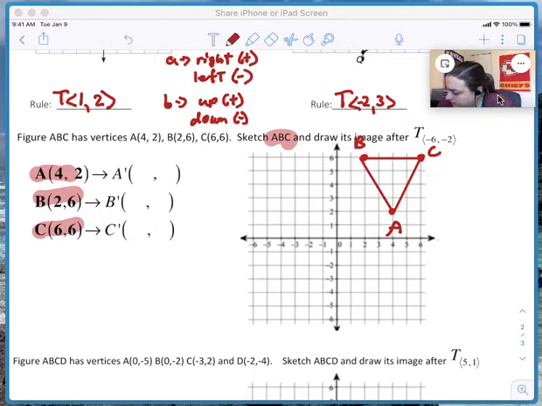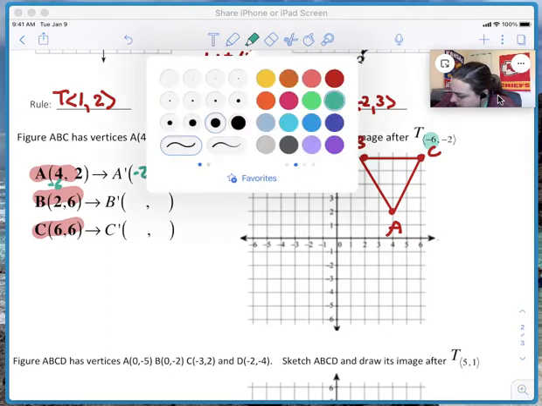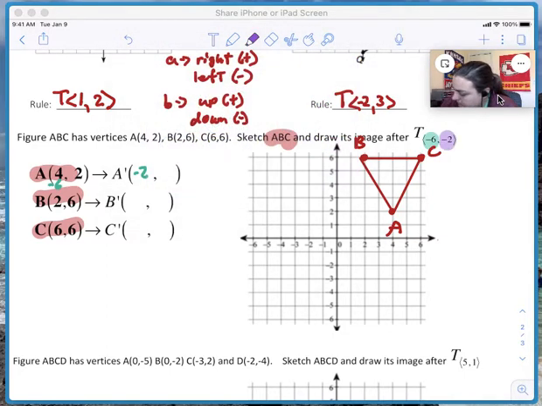Okay, so now we're going to use our translation rule to find A prime, B prime, and C prime and sketch that. Okay, so here our translation rule is negative 6. So what I'm going to do is take 4 minus 6, okay, which is negative 2. And I got that from here. And then I'm going to take 2 minus 2. Okay, and 2 minus 2 is going to be 0.